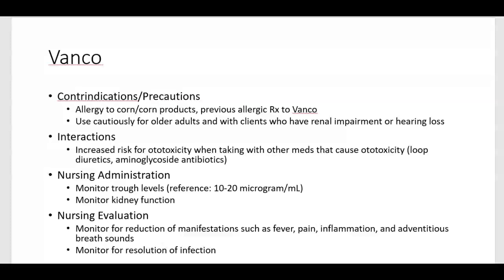So if you get a trough serum draw done and it's low, we worry about not enough medication being in the patient's system. If it's high, we worry about the levels being a little too high in the body. And what you'd want to do then is contact the provider, and they may tweak what they're prescribing to try to get that serum level back in that trough level and the peak levels back in normal range. Also want to monitor kidney function.